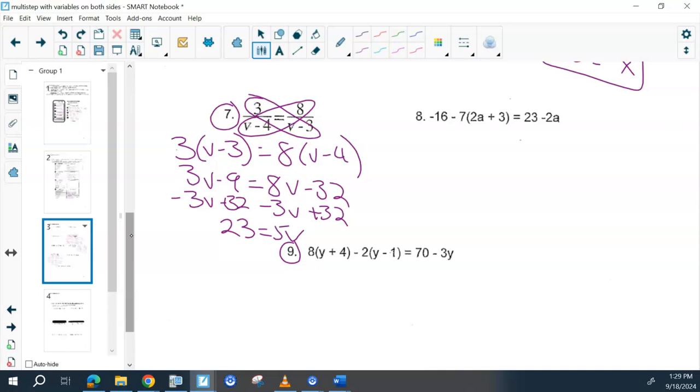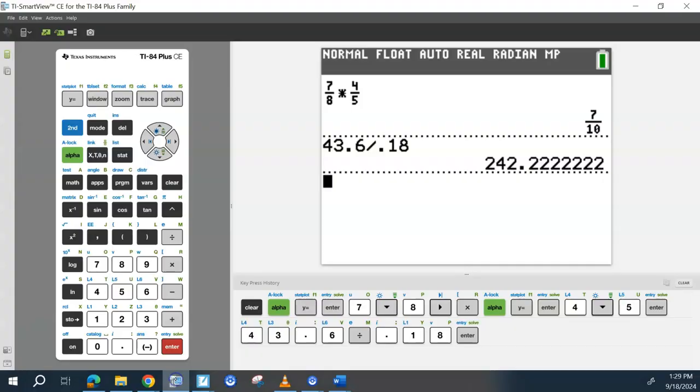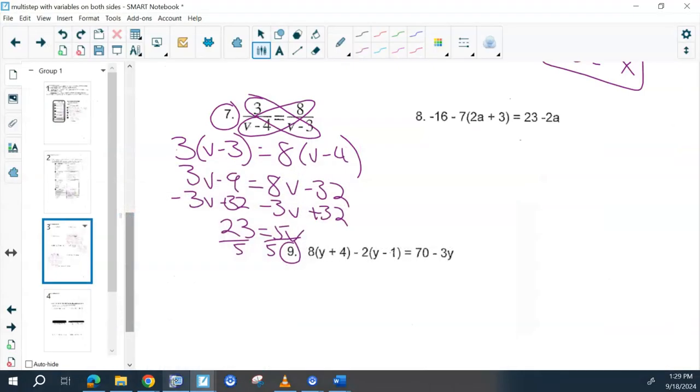Sometimes your answers will be decimals or fractions. If you get a decimal answer, and it's a nice decimal, which I think this one is, you could put that as 4.6. But if it's a repeating decimal or something with a long decimal, leave that as a fraction.